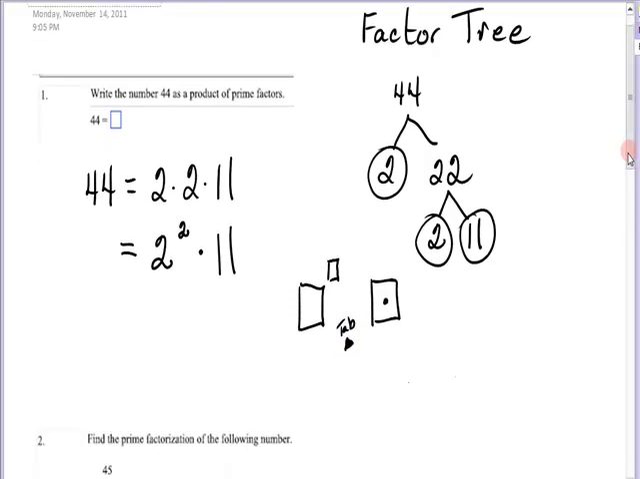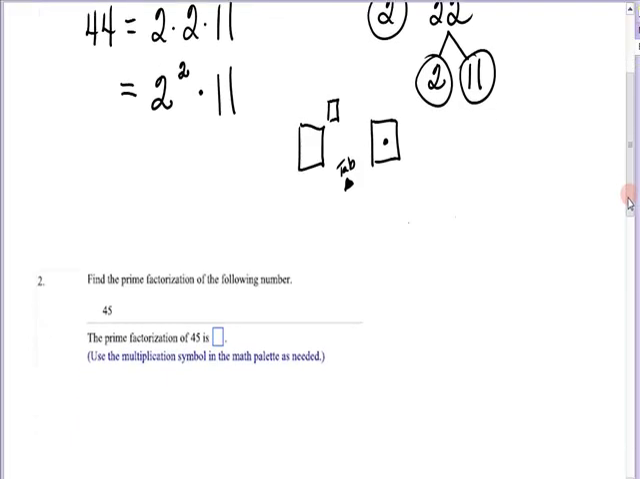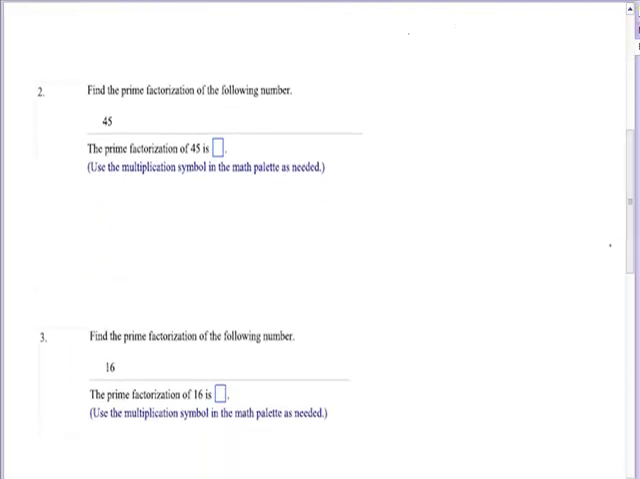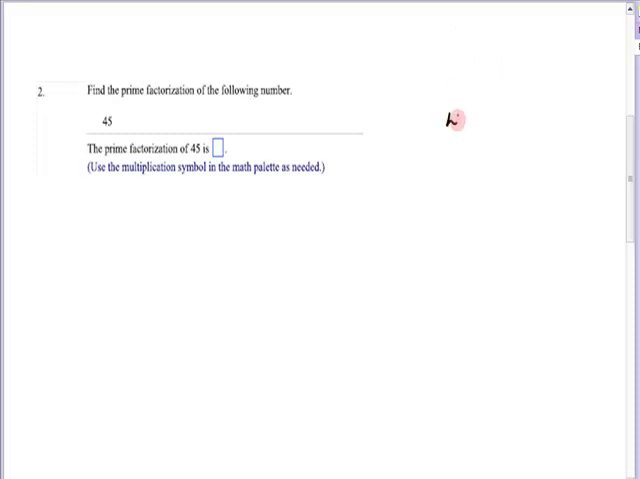Okay, let's look at some more prime factorizations. It will not be until the next lesson that you see an application for this. Why are we studying prime factorizations? All right, prime factorization of 45.